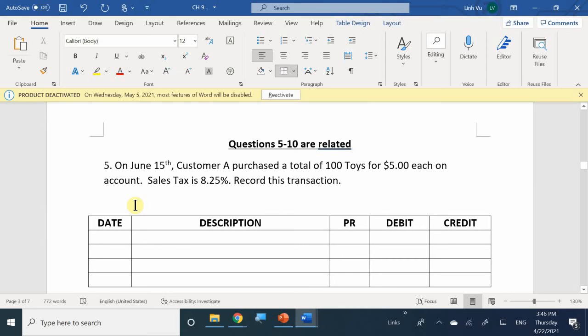Okay. So once again, questions 5 through 10 are related. All right. Question number 5, on June 15, customer A decides to purchase a total of 100 toys for $5 each, on an account. Sales tax is 8.25%. Record this transaction.